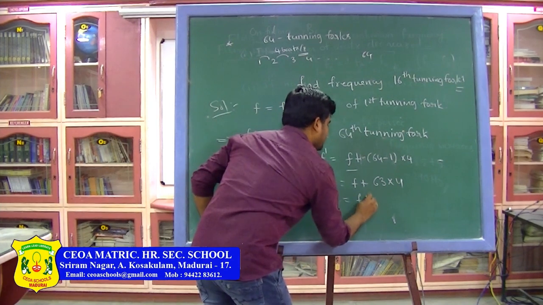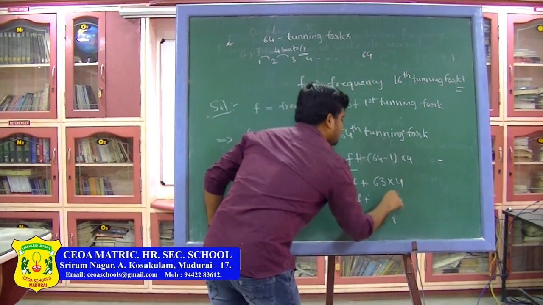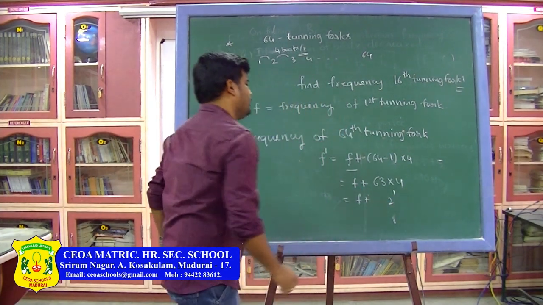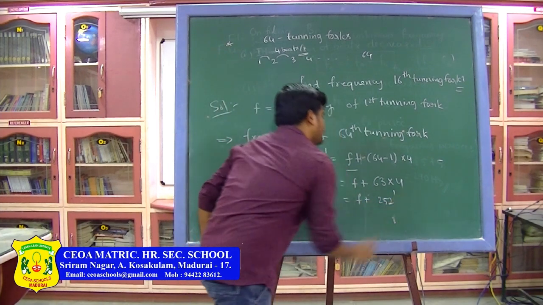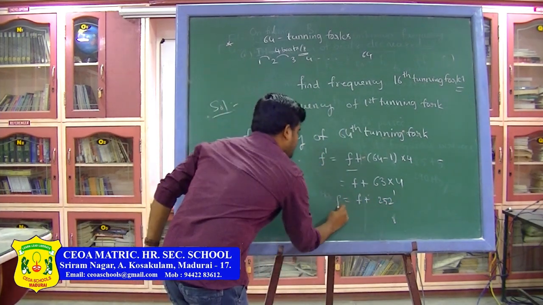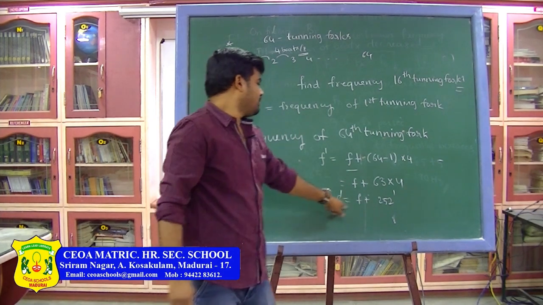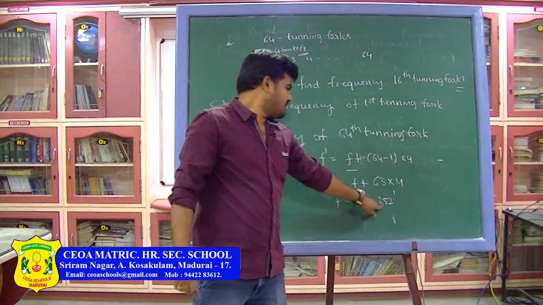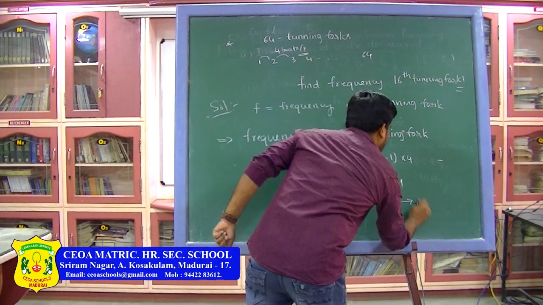Now, simplifying this: 4 into 3 is 12, 4 into 6 is 24, 24 plus 1 is 25, so 252. So, f dash, that is the last tuning fork frequency, equals the first frequency plus 252. Give it as equation number 1.